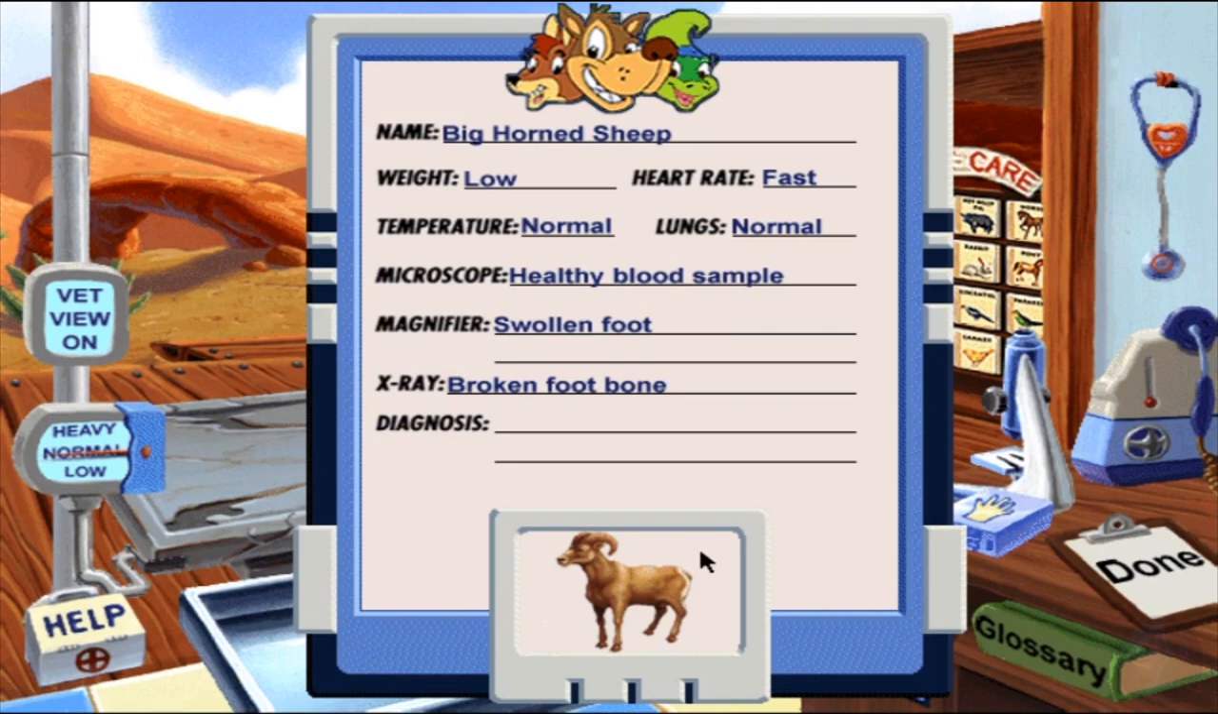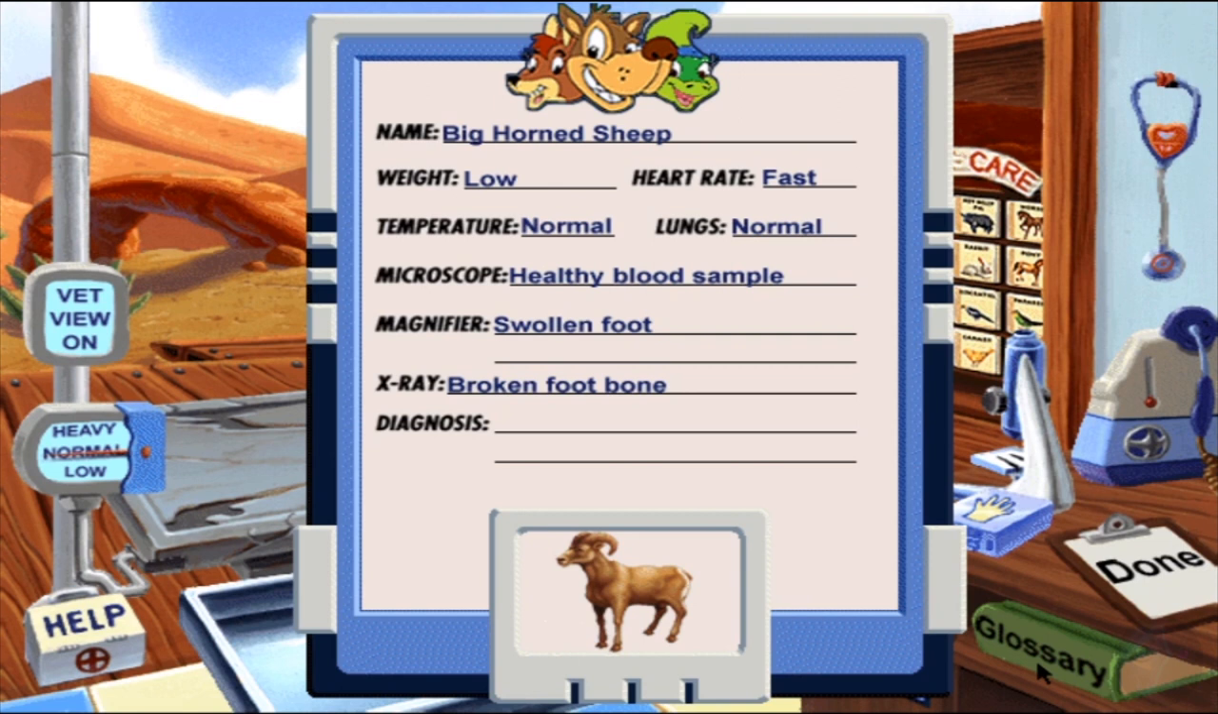This animal's weight is low. The bighorn's weight is low, but the temperature reading is normal. The heart rate reading is fast, but the lungs are normal. The microscope reveals a healthy blood sample, but the magnifying glass lets us see the bighorn's swollen, throbbing foot.